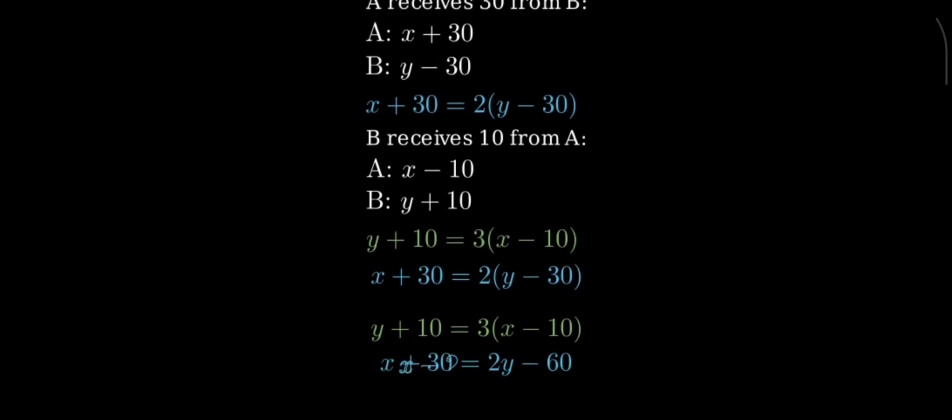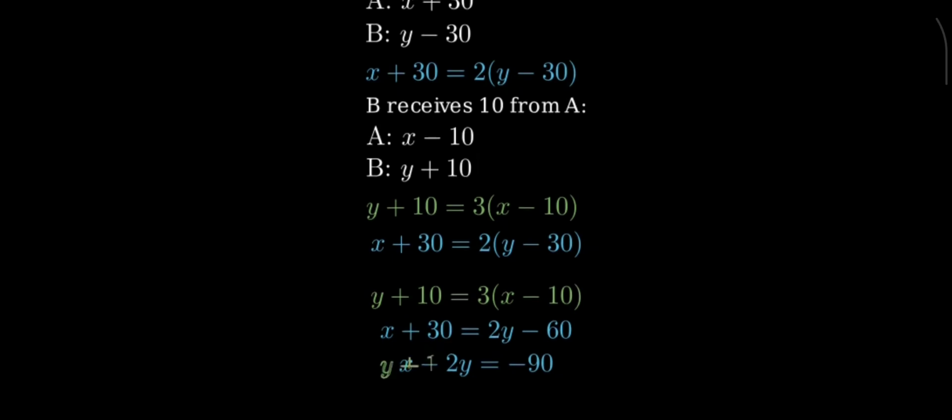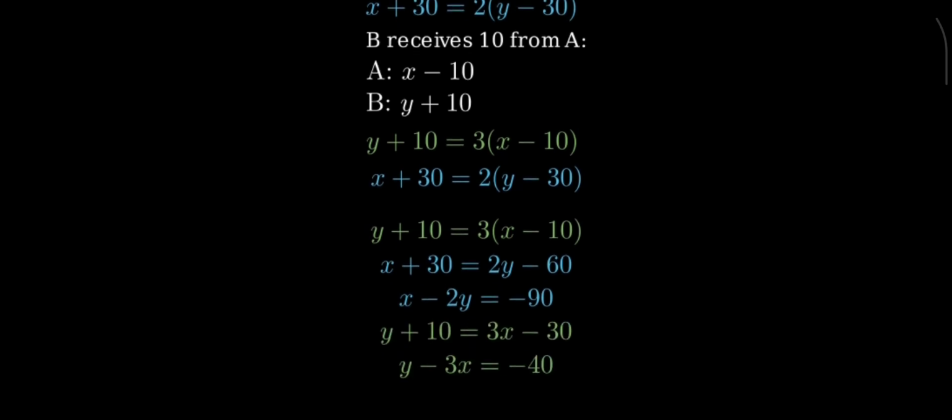Let's expand both equations. First equation, X plus 30 equals 2Y minus 60. Rewrite as X minus 2Y equals negative 90. Now, the second equation, Y plus 10 equals 3 times (X minus 10). That is, Y plus 10 equals 3X minus 30. Rearrange: Y minus 3X equals negative 40.